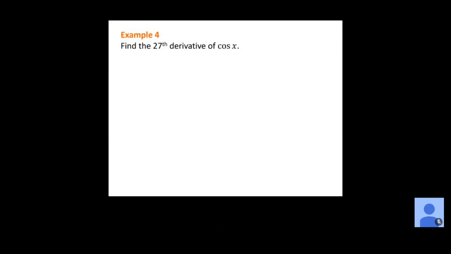Example 4. Now we want to find the 27th derivative of cosine. We definitely haven't gone that far with any of our derivatives so far. So what do you think we could do here to find our 27th derivative of cosine? How would you start? What would you need to find first?